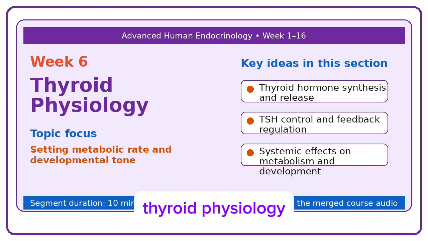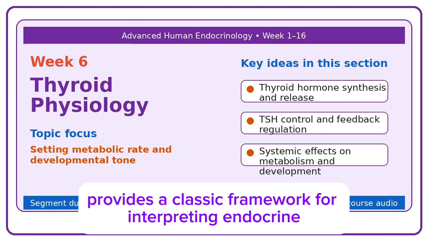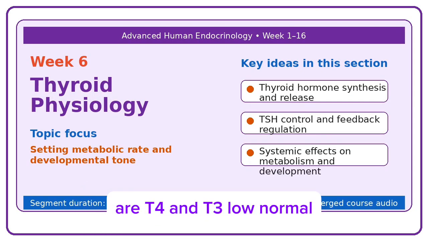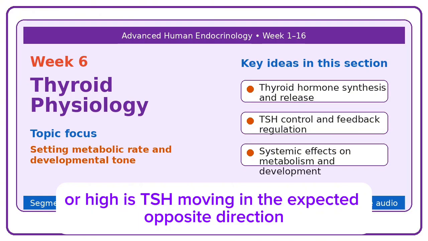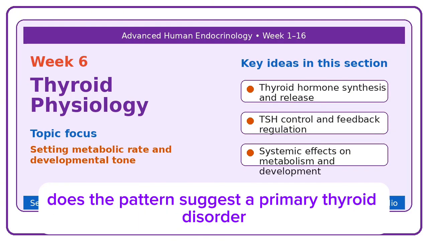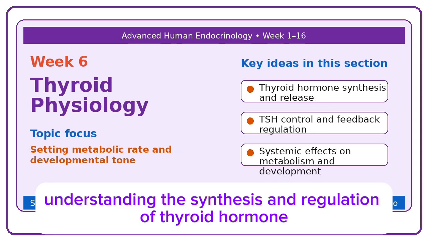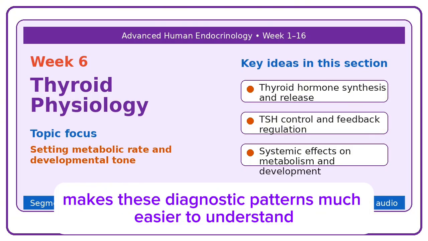Clinical connection. Thyroid physiology provides a classic framework for interpreting endocrine laboratory patterns. Clinicians often ask, are T4 and T3 low, normal, or high? Is TSH moving in the expected opposite direction? Does the pattern suggest a primary thyroid disorder or a central disorder? Understanding the synthesis and regulation of thyroid hormone makes these diagnostic patterns much easier to understand.